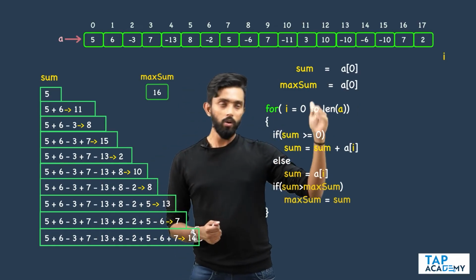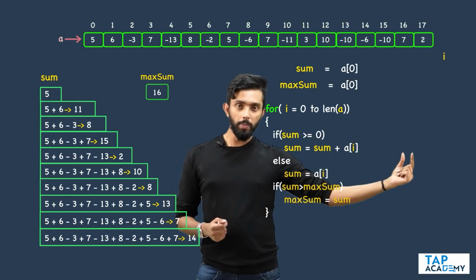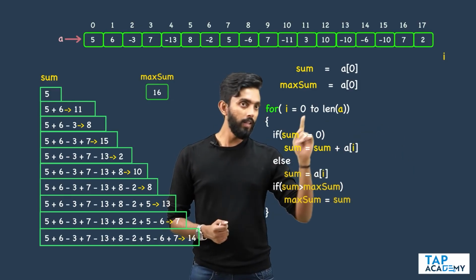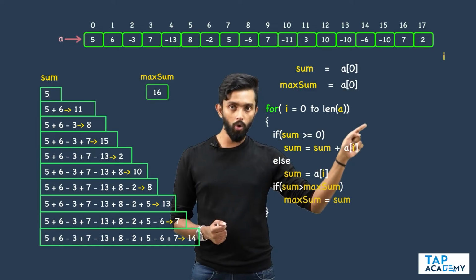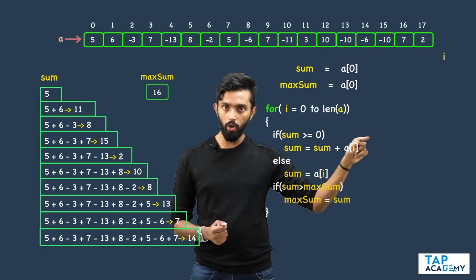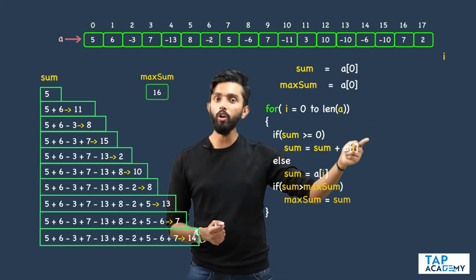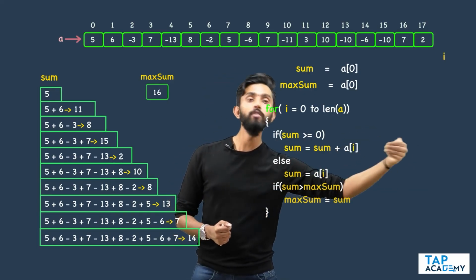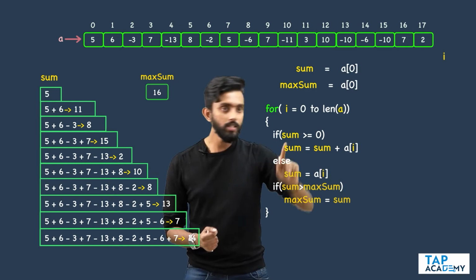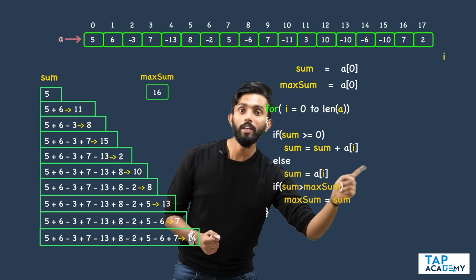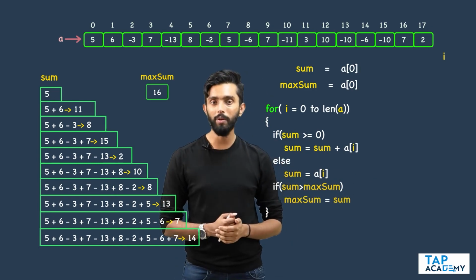Now, if that ith businessman must join you, then either you must have no loss, 0 loss, or you must have more money with you. So it should be greater than or equal to 0. If it is greater than or equal to 0, he will join you. Otherwise, he will continue on his own. He will start from scratch. I hope you are able to understand.